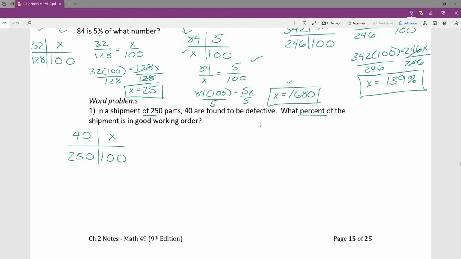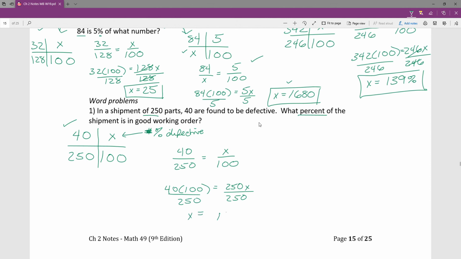Take a look at this. It's the number, or the percentage that are defective. We're going to come back to that when we give our final answer. So we've got our X let statement. We can turn that into an equation pretty easily. We're going to solve for X. Top times bottom, bottom times top, getting x all by itself, we get that x equals 16.